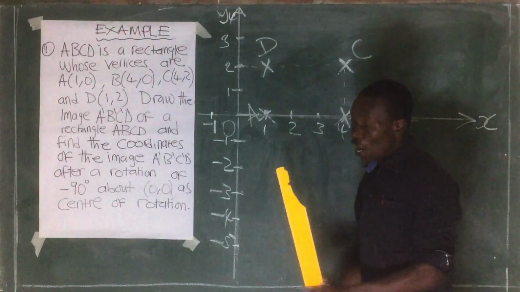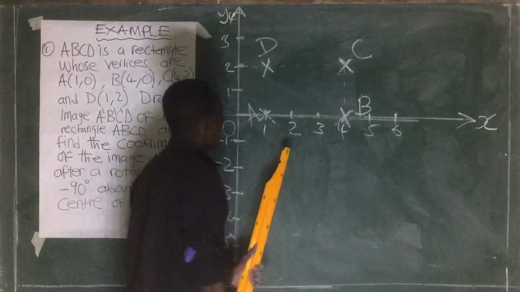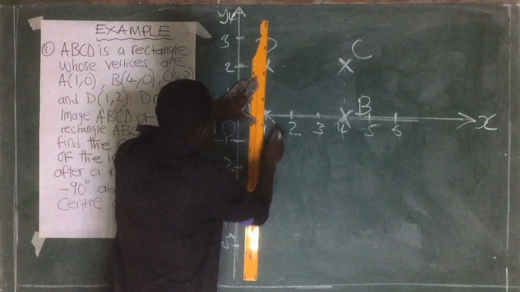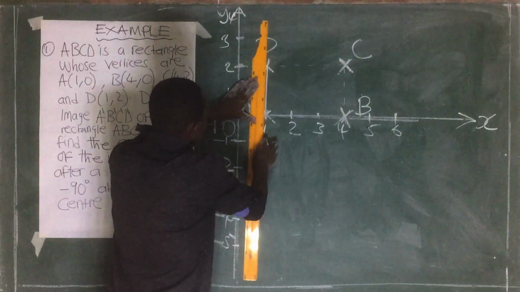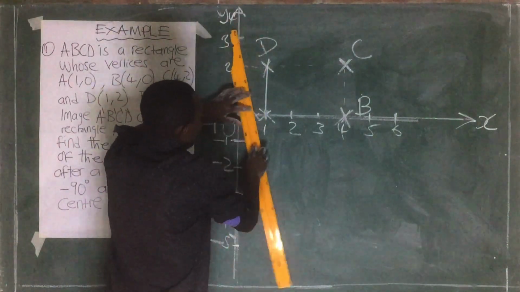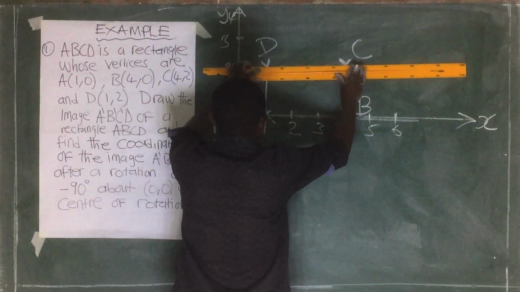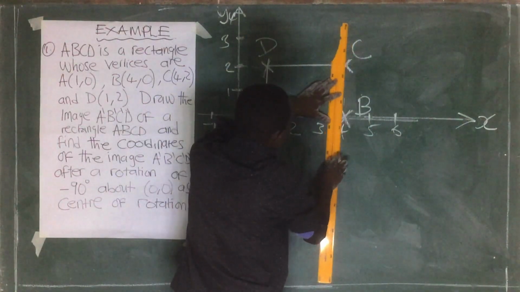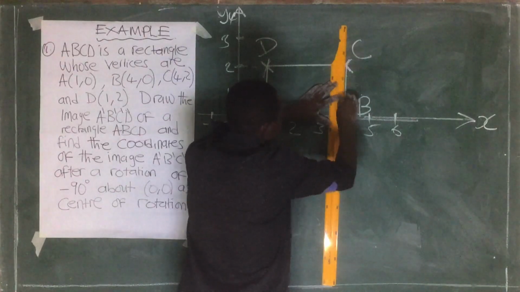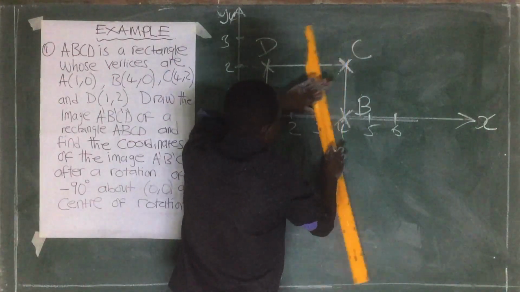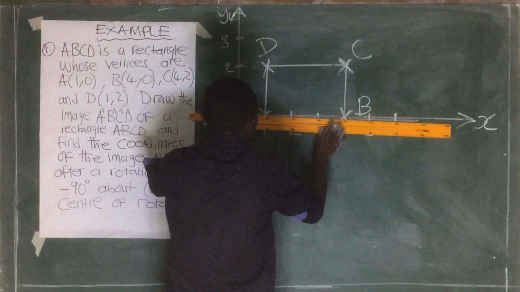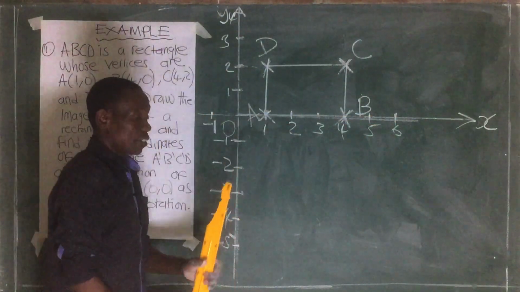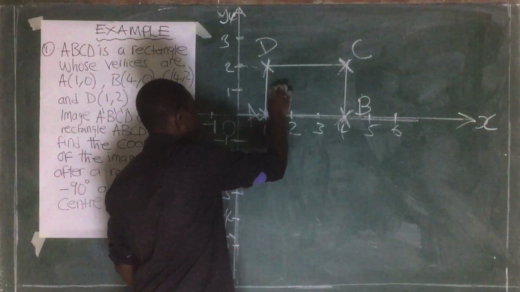Right. So if I join these points by straight lines like this, here I have a line connecting A and D. And here's a line connecting D and C. And finally a line connecting C and B. So this is what we have. And then you can also draw a line connecting A and B like that. So this is your object.